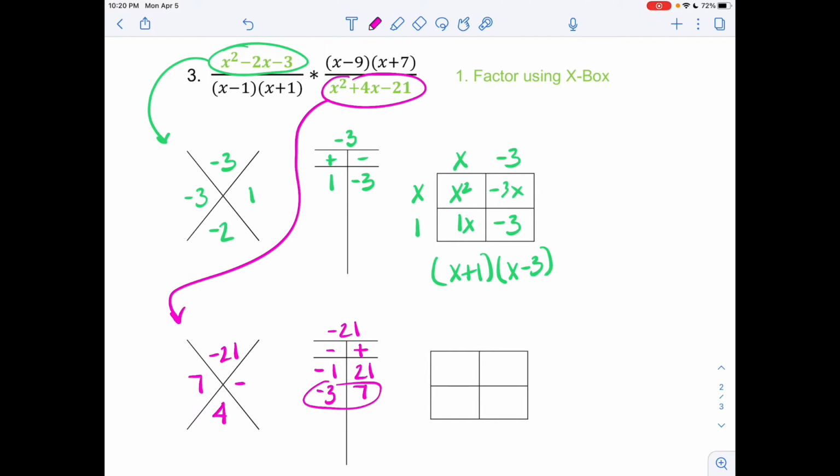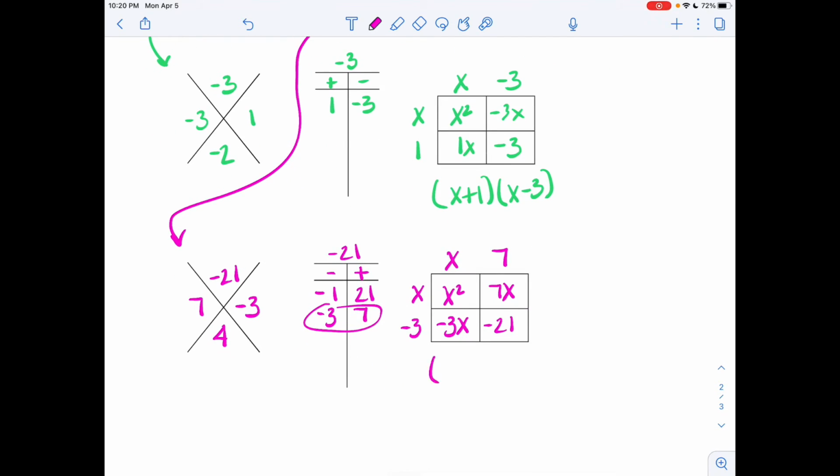So 7 and -3, and let's fill in our box. I have x squared and -21, and then I want to fill in with a 7x and a -3x. GCF, one more time, I have an x squared and a 7x, which will be an x. -3x and -21, that'll be a -3. X squared and a -3x will give me an x, and then 7x and a -21, that'll be a 7. My factored form becomes x plus 7 and x minus 3.